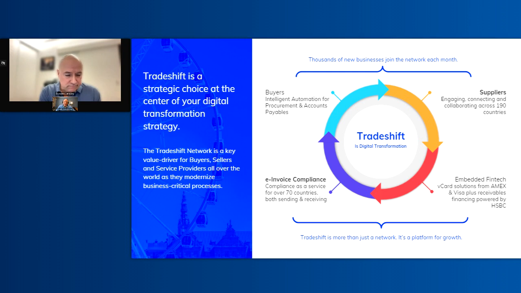But I will say, and again, this is my last slide, that we do like to think of ourselves as a strategic choice at the center of your digital transformation. And we are going to talk about digital transformation today. As we talk about digital transformation, I'll expand on what I mean. Mark will give his opinion.